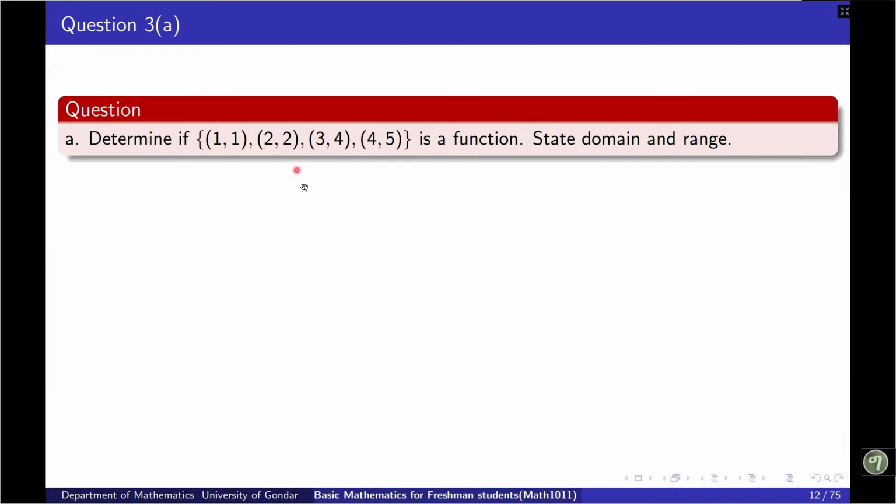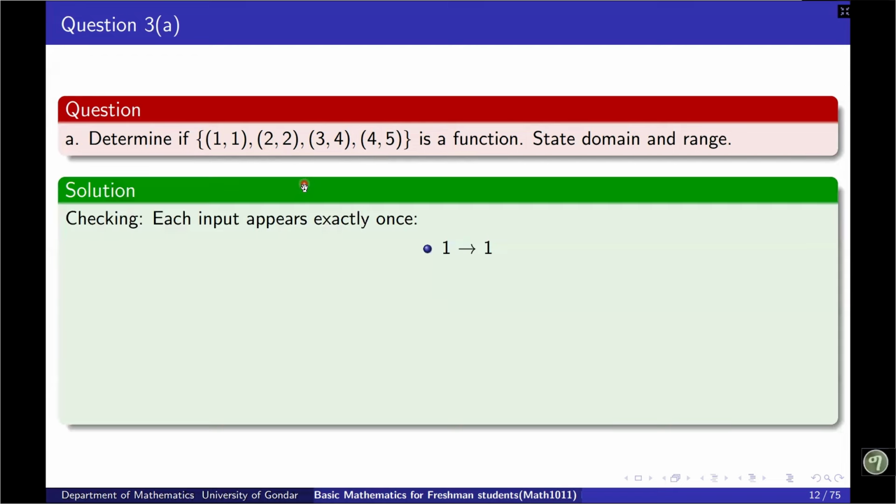So when we observe here, we know that 1 is paired with 1. There is no other image other than 1 for 1. 2 is also paired with 2. 3 is also paired with 4. And 4 is paired with 5. So there is no element of the first coordinate which is paired with more than one element within the second one. Therefore, this is a function.